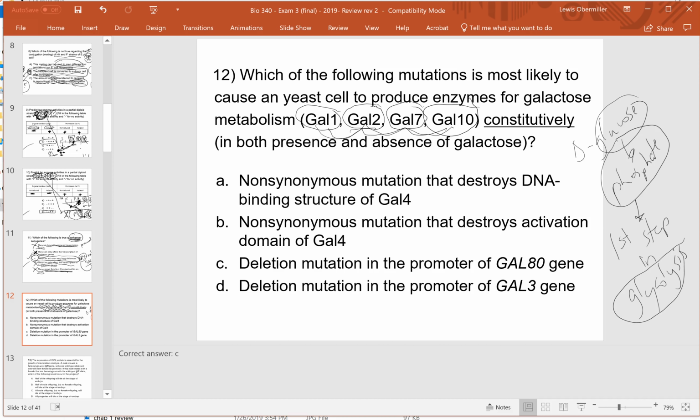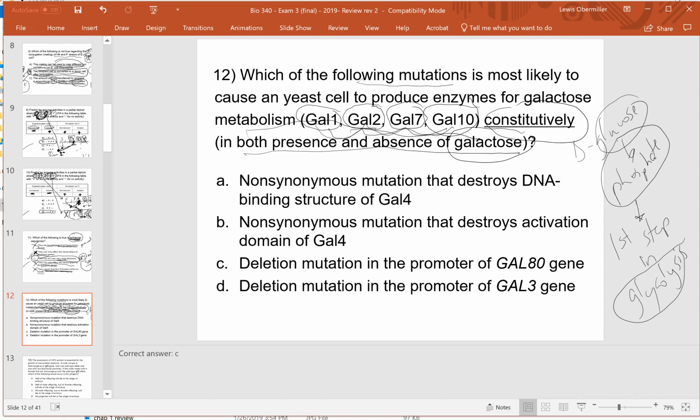So the question asks, which of the following mutations is likely to cause the yeast to turn on all of these genes constitutively, all the time, in the presence or absence of galactose? You guys know this is the same sort of deal as lactose. If there is no galactose present, do you want to turn on the genes to break down galactose? And the answer is no.